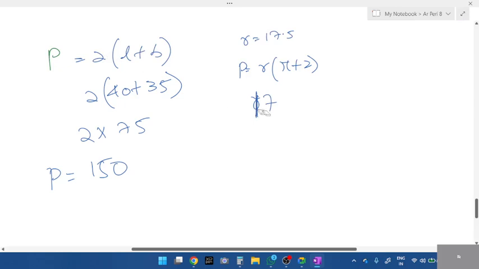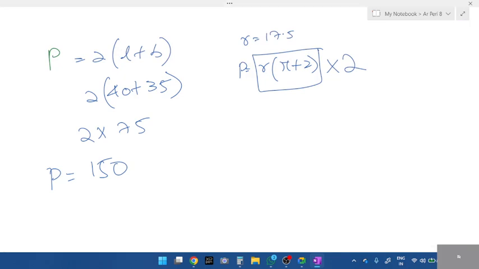So total, how many semicircles are there, students? One semicircle or two? Two. So this entire thing just multiply into two, because there are two semicircles. So multiply into two. Fine. So let me calculate it. All of you just look at the screen. Don't write anything. Look at the screen.